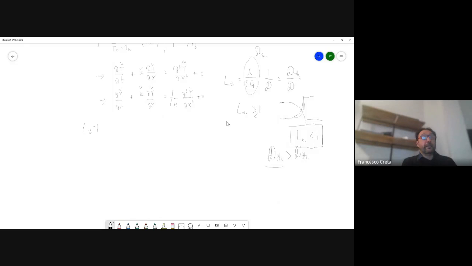Now, clearly, when the Lewis number is equal to 1, you can see that the two equations are exactly the same. Okay? What do you think that will lead to? Well, it will lead to the fact that essentially the profiles are going to be exactly the same.